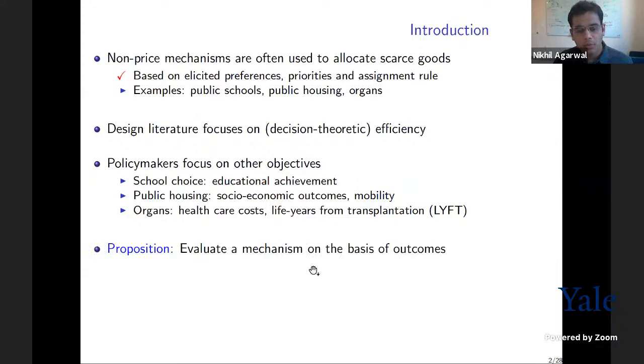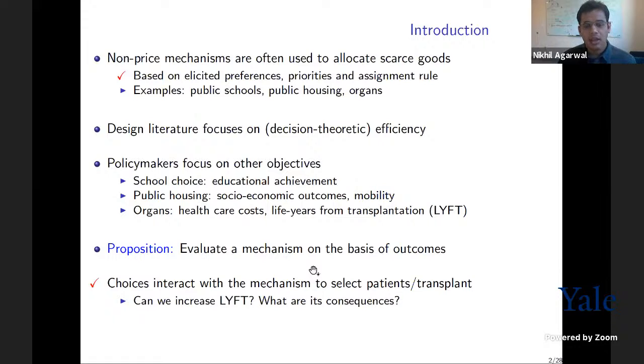And so in this paper, we will propose a way to evaluate a mechanism on the basis of the outcomes that it produces. And we'll think about how you can go about doing that. And one of the things that's going to come through is that when we think about these outcomes, you have to think about how choices interact with the mechanism in order to select who gets what. So which patients get what kind of transplants.